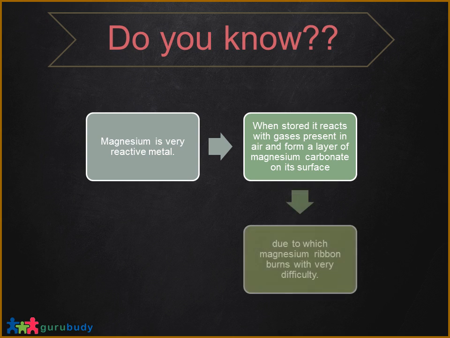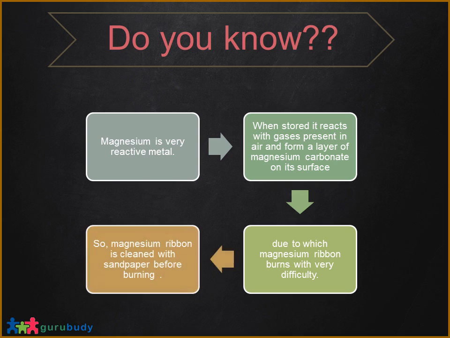So now, if I want to burn magnesium, for the experiment we talked about just before, it would be very difficult because on the very surface you don't have magnesium, you have magnesium carbonate. So in order to burn the magnesium effectively, we always clean the magnesium metal with a sandpaper before burning, and that is basically to take that magnesium carbonate away.